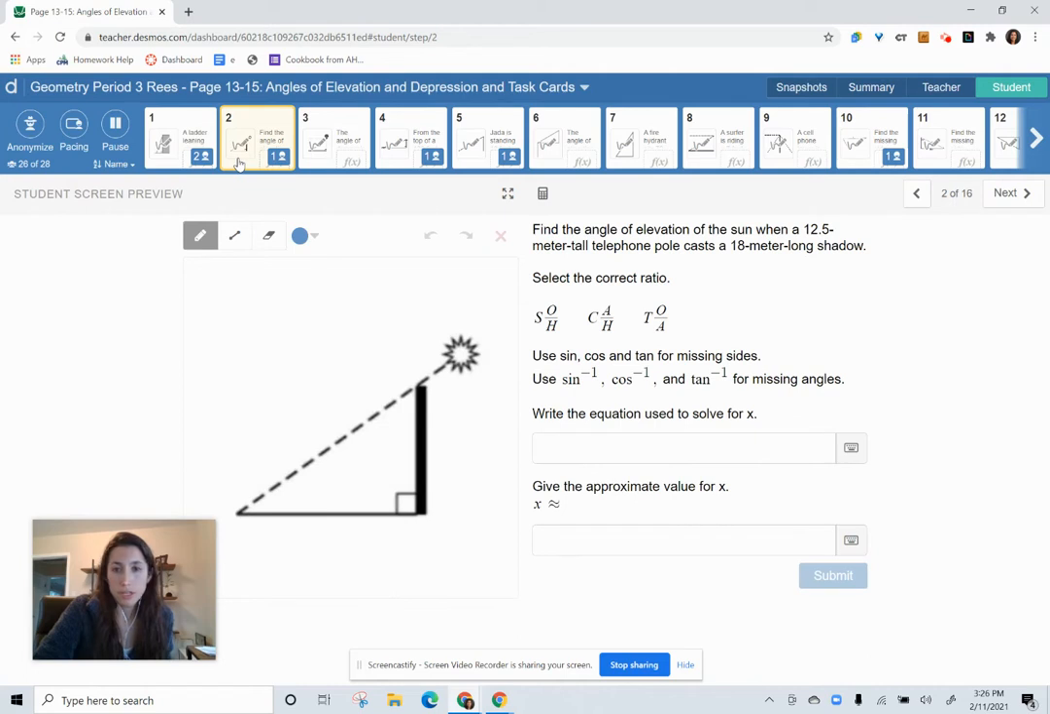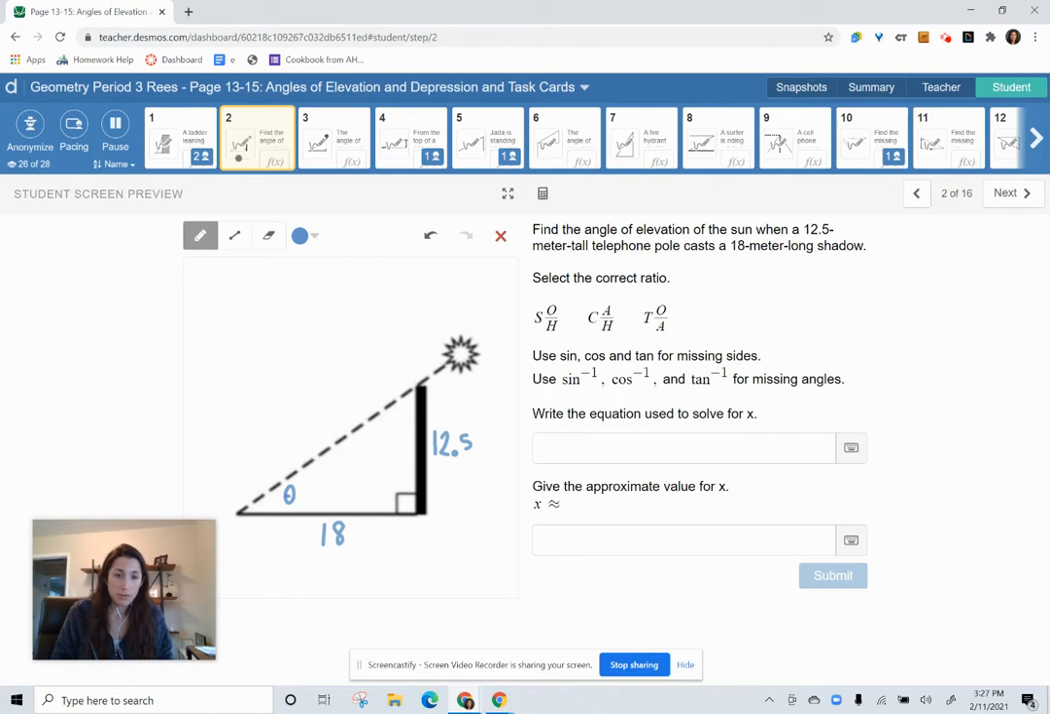On the second question here, we are looking for the angle of elevation. So find the angle of elevation. That would be here. I'm going to call that theta. And then we're given that a telephone pole is 12.5 and that the length of the shadow that it casts on the ground would be 18. So if you imagine a shadow where you would see it, that would be on the ground. So I'm going to put an 18 here.